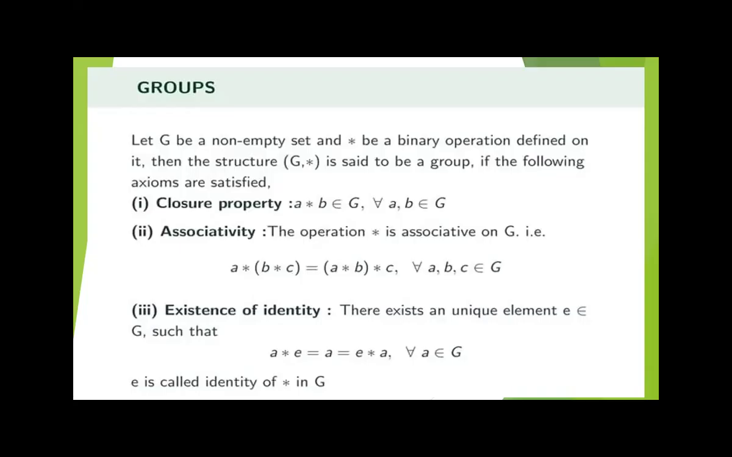The next one is the identity element. The group contains an identity element E such that for all elements A belonging to G, A star E is equal to E star A, which is equal to A. So both the elements A and E belong to group G, and E is the identity element.